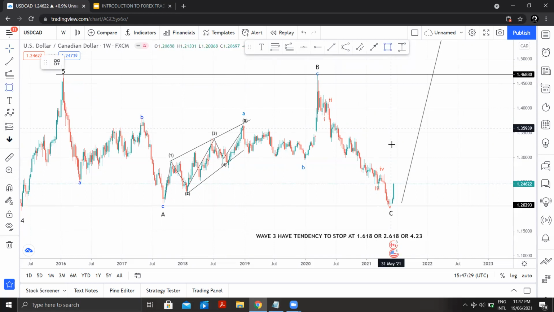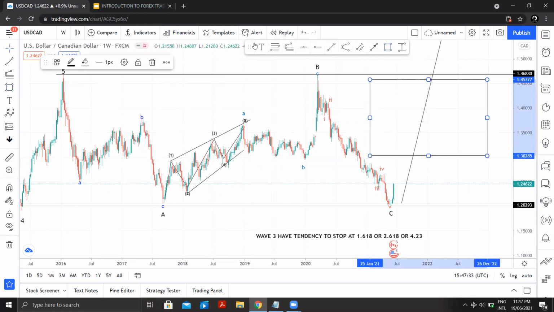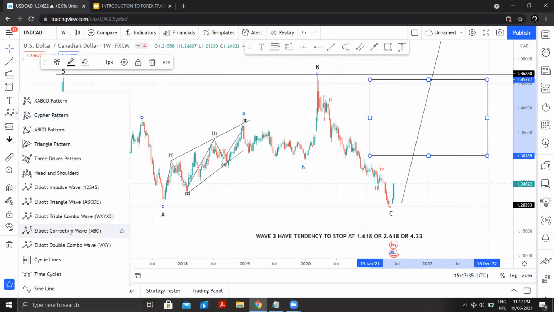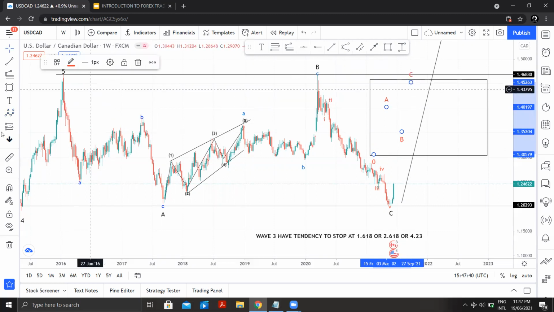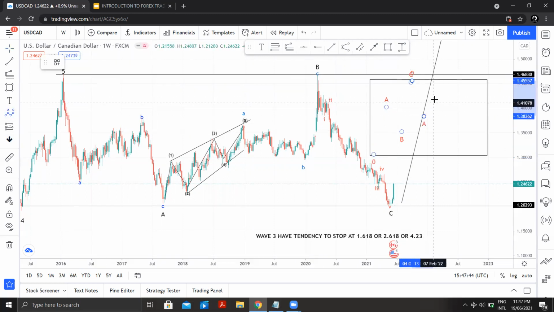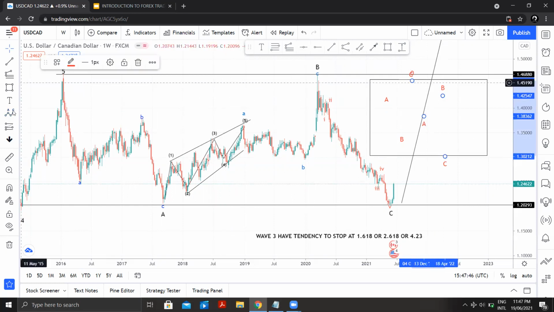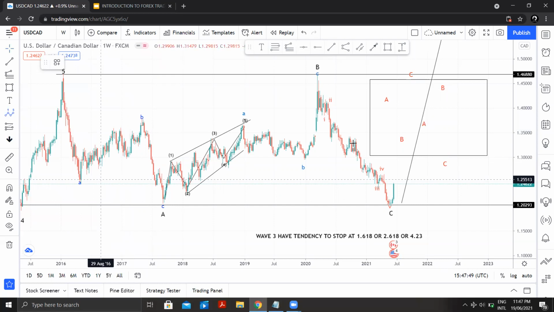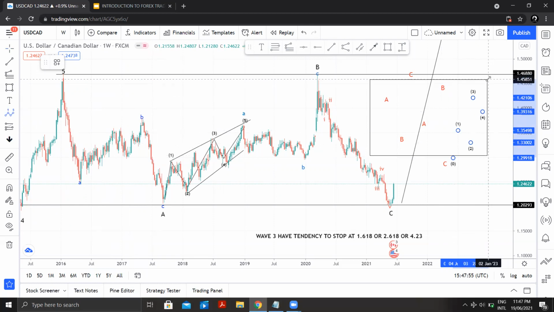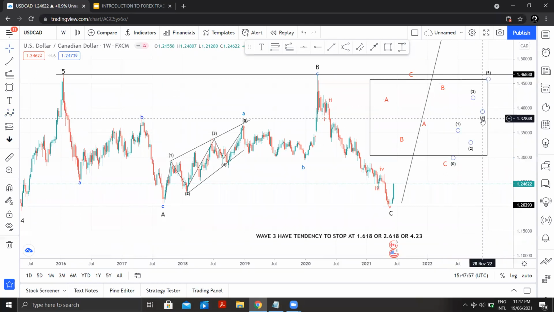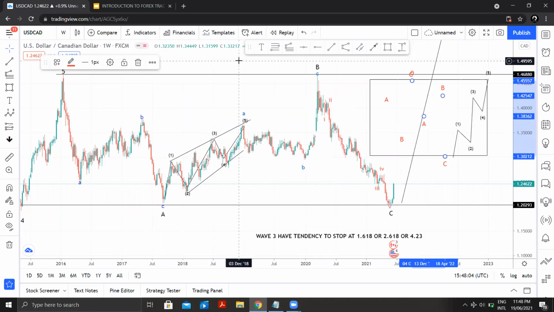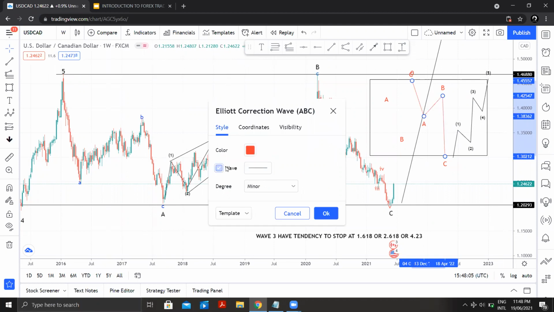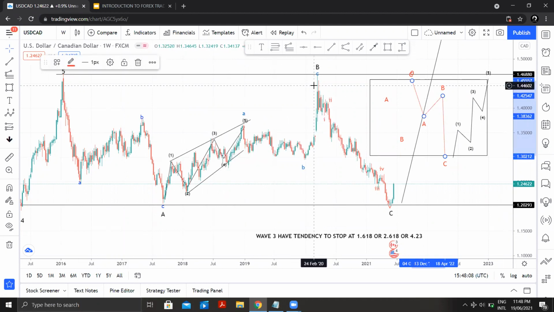The structure of a regular flat is when you have a flat, then you have your ABC: A, B, and C for A. Then you have your A, B, and C for B. Then for C, you have your 1, 2, 3, 4, 5 wave extension. This is the structure of a regular flat.